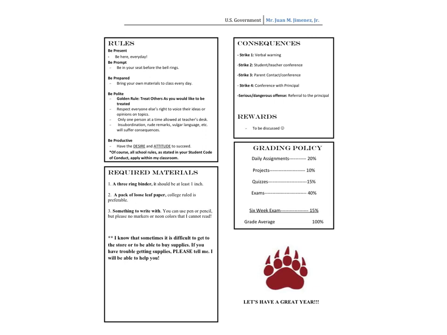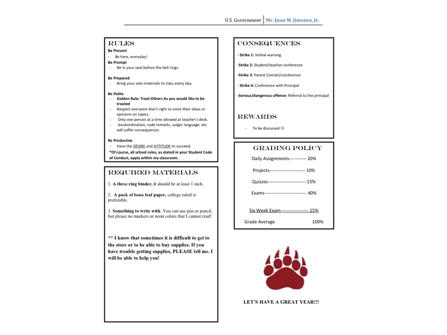Let's not forget the consequences for violating those rules. Strike 1, verbal warning. Strike 2, student-teacher conference. Strike 3, parent contact and conference. Strike 4, conference with principal. And serious and dangerous offenses will often be referred to the principal. There will be rewards and we will discuss them at a later time.